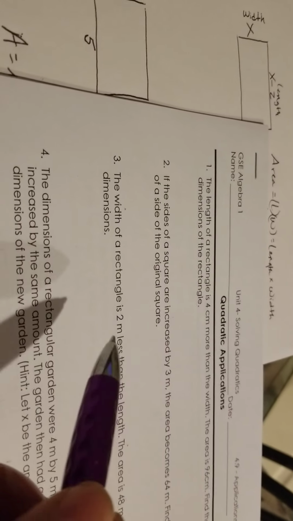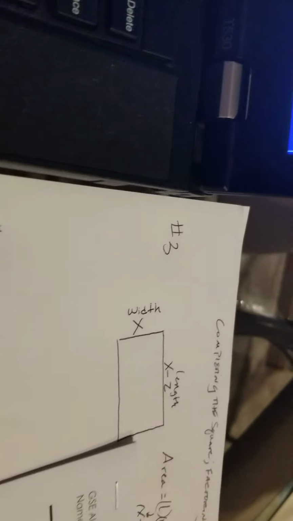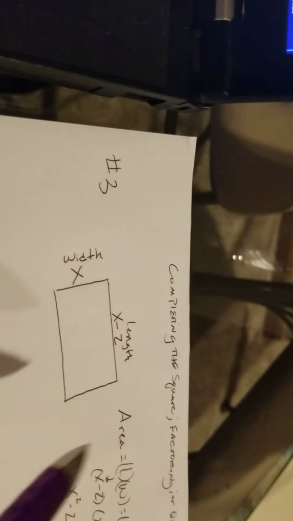Okay, so first of all, I'm putting on my glasses so I can see. First of all, you guys, let me go back to 3. This is a rectangle. Remember what I told you guys about sometimes you need to draw things out. So you have a rectangle right here. The first thing you need to do is draw out your rectangle. Then it's telling you that the width of the rectangle is 2 meters less than the length, and the area is 48 meters. Find the dimensions.